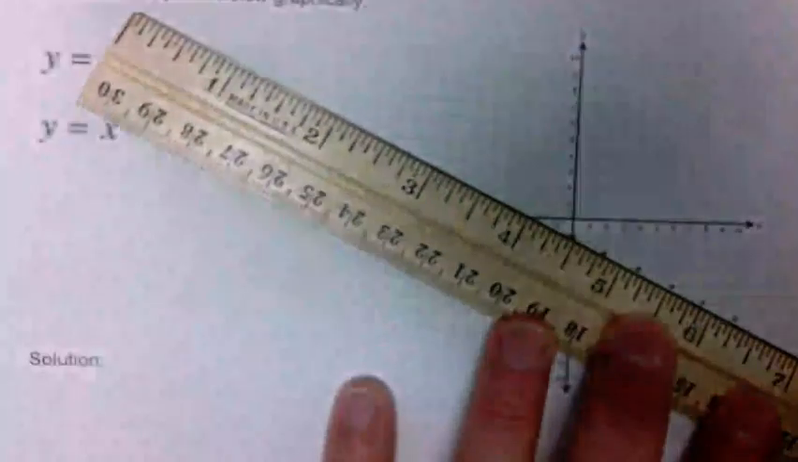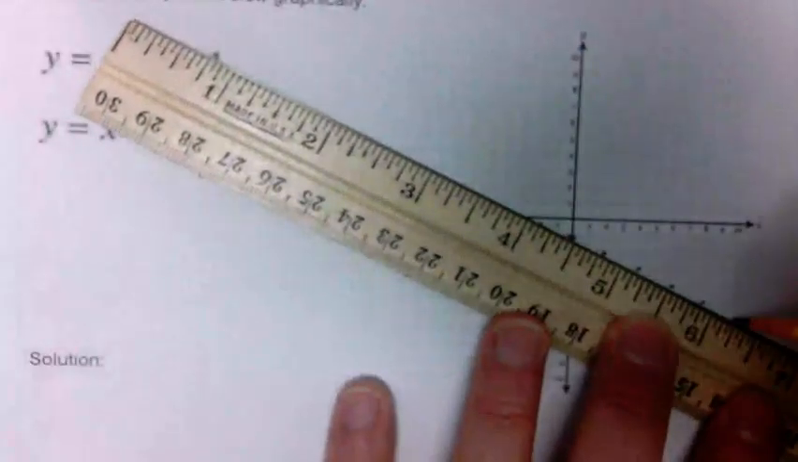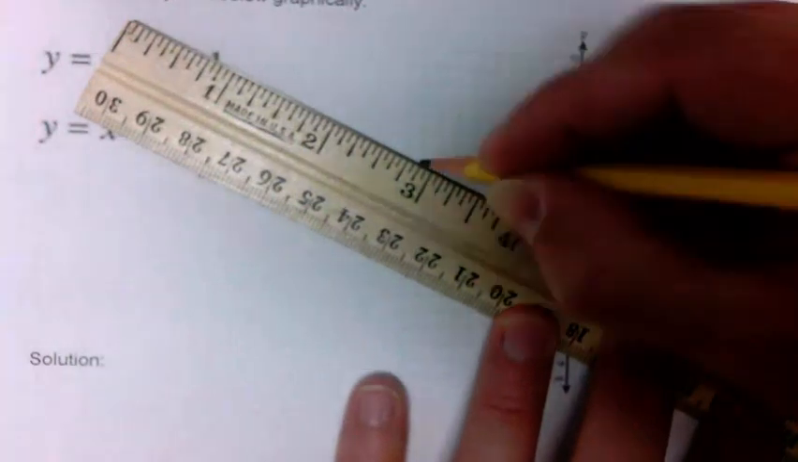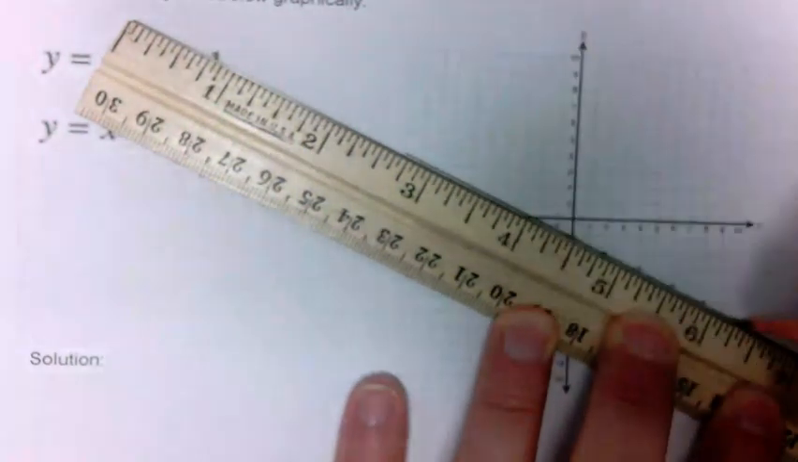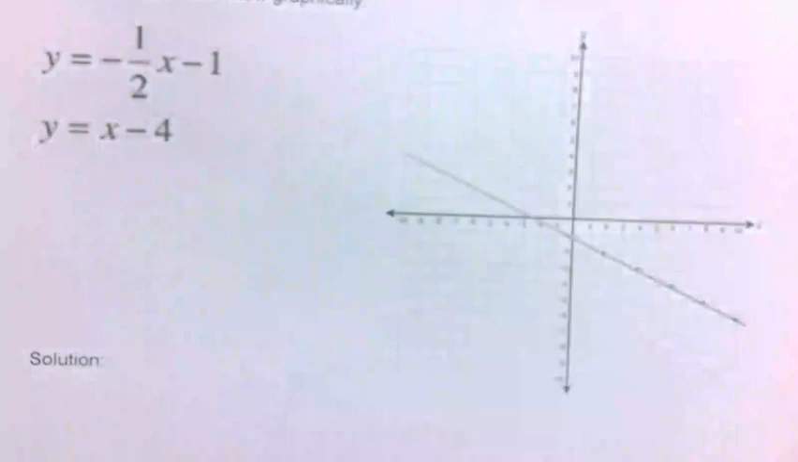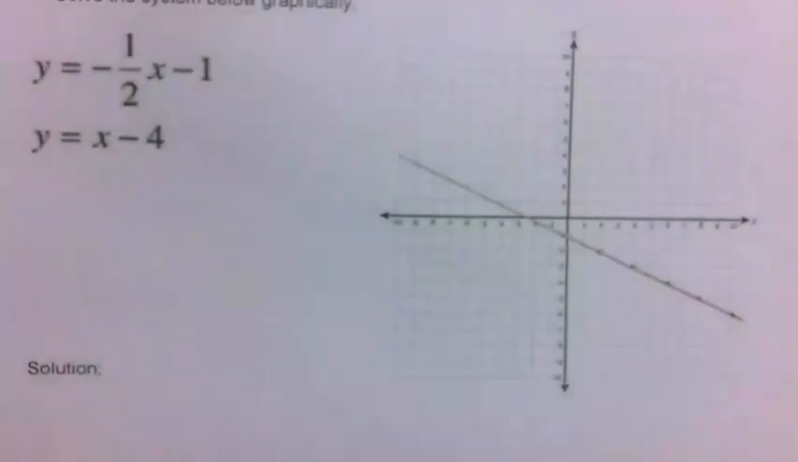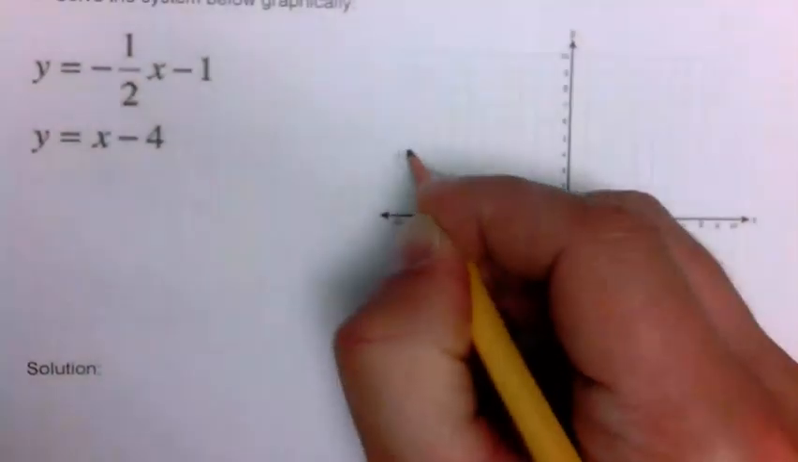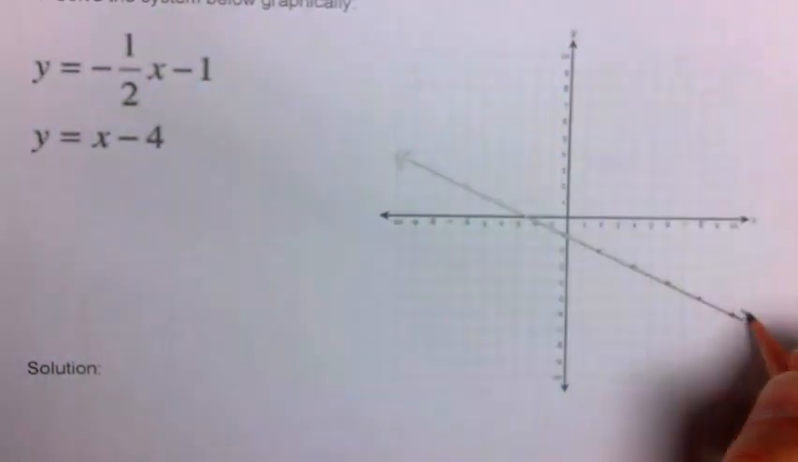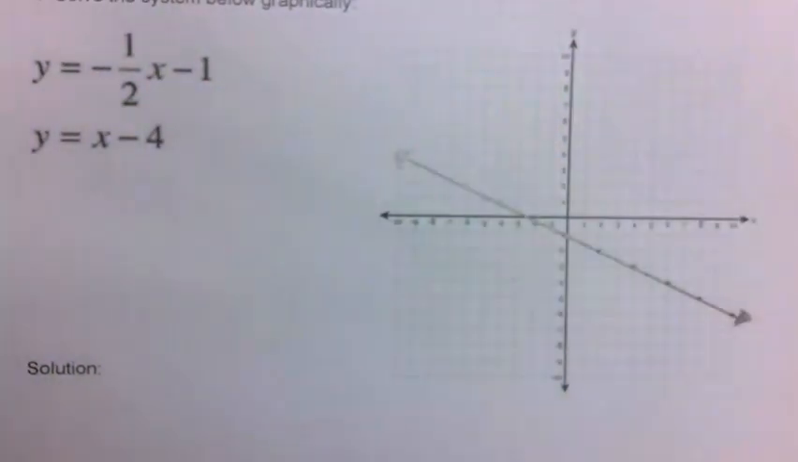And we should get a nice straight line, which looks something like this. All right, and we will go ahead and put our arrows on the lines. But I'm not going to label just yet because I still have one more line to graph and my label might get in the way. So I'm going to hold off on the label for now.